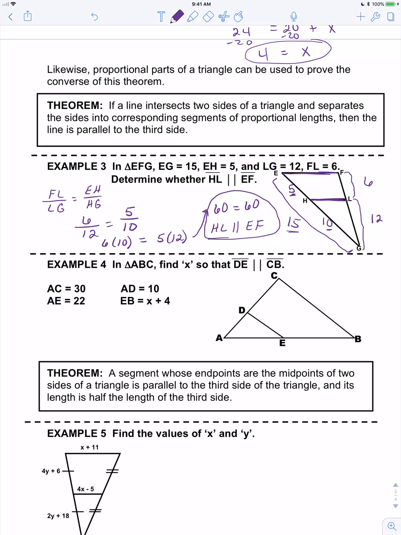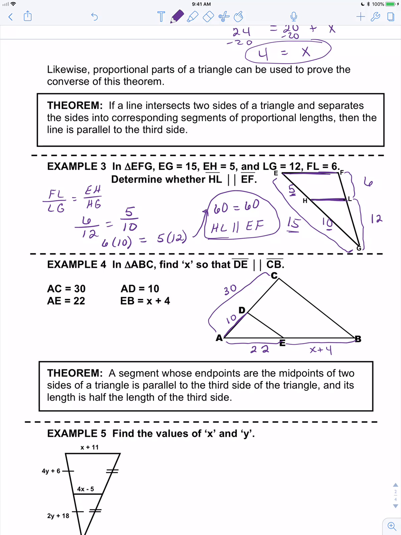Okay, so let's do another one here. A to C, that's the whole length here, is 30. And A to E is 22. A to D, just this portion, is 10. And E to B is x plus 4.